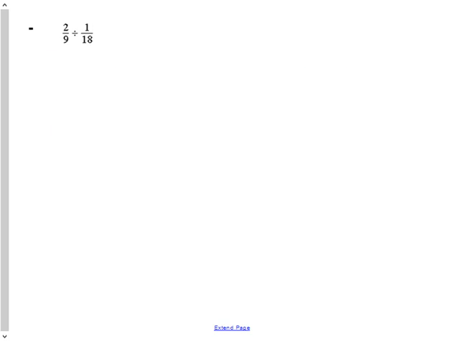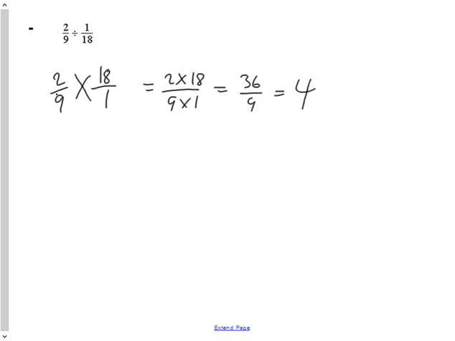2/9 divided by 1/18 is the same thing as 2/9 multiplied by the reciprocal of 1/18, which is 18 over 1. If you didn't cross reduce, you went 2 times 18 over 9 times 1, which is 36 over 9, which is equal to 4. But if you did cross reduce, you went 18 over 9 is 2 over 1, which would have given you 4 over 1, which would have given you 4 as an answer as well.